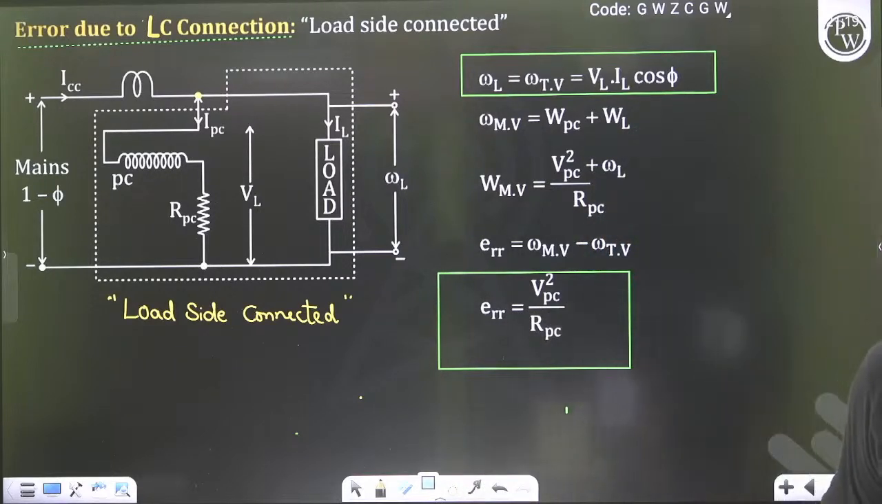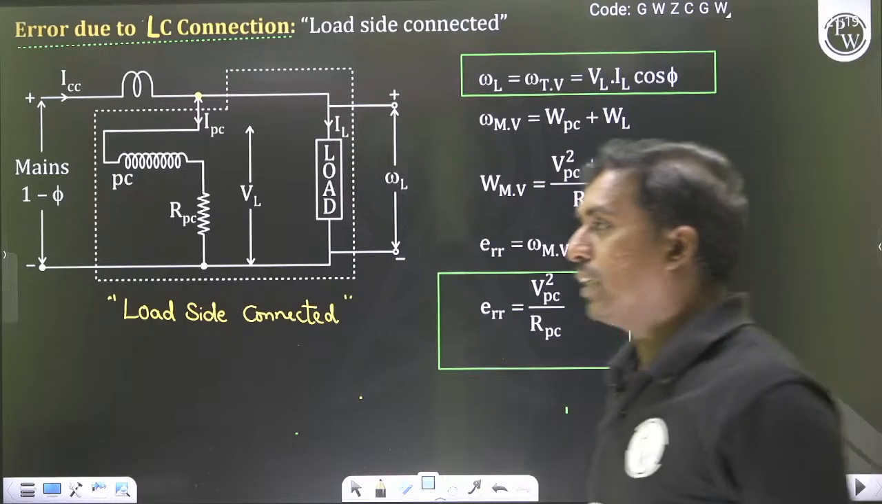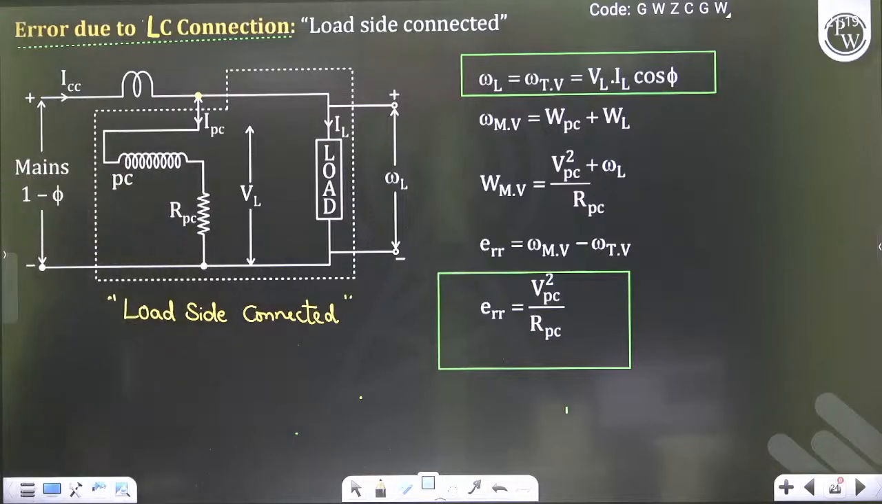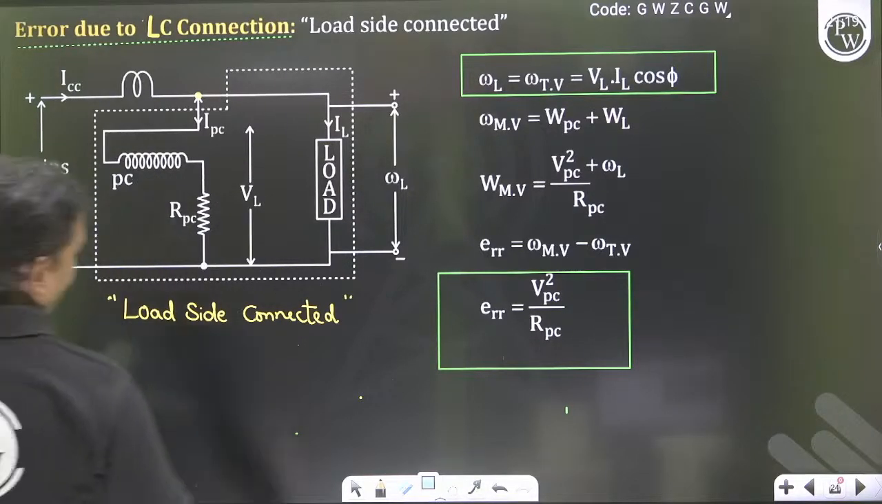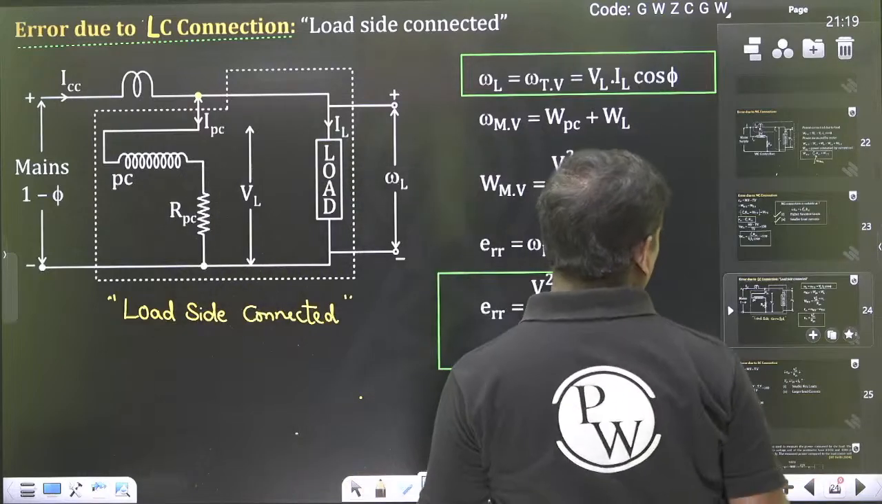So then which one we have to use? In which case we have to use? Whether we have to use LC connection or MC connection, depending upon the scenario we have to use. Okay. So ये कहाँ use करना है?